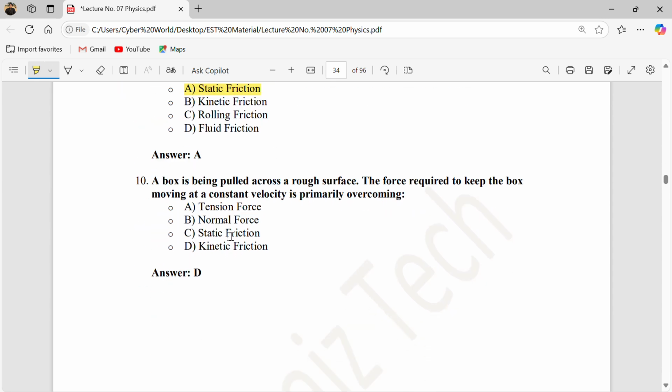A box is being pulled across a rough surface. The force required to keep the box moving at constant velocity is primarily overcoming which thing? Because your box is moving along a surface, there is no tension, no normal force, and no static friction. So the answer is kinetic friction, because your box is moving on a rough surface. There is friction between the box and the surface, and that friction is called kinetic friction.